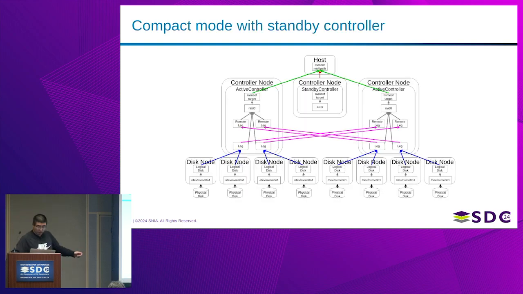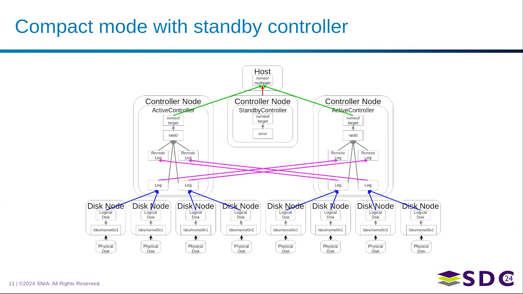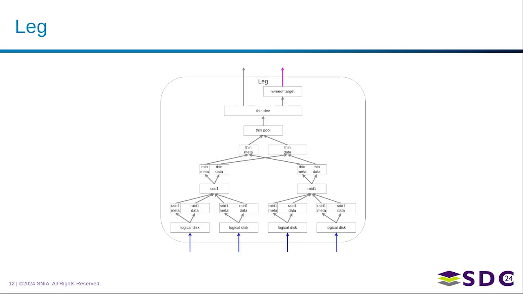Okay, here we mentioned we create logical disks from the disk nodes and aggregate them to a LAG. And here let's see the internal structure of the LAG. It connects to the logical disks from the disk node, and we can create RAID devices for data redundancy. Here I use RAID 1 as an example because it is the simplest one.